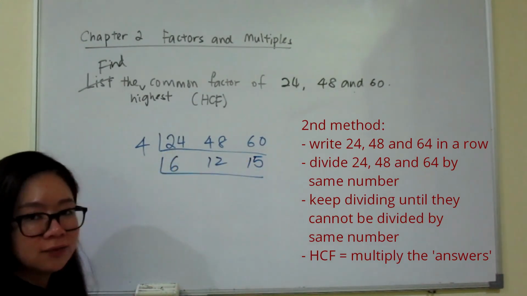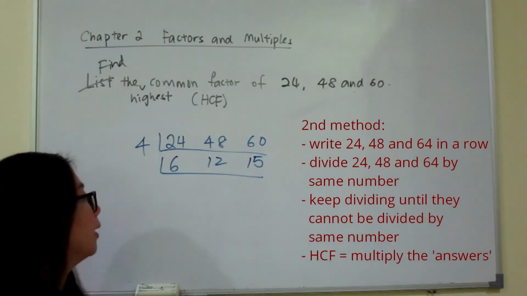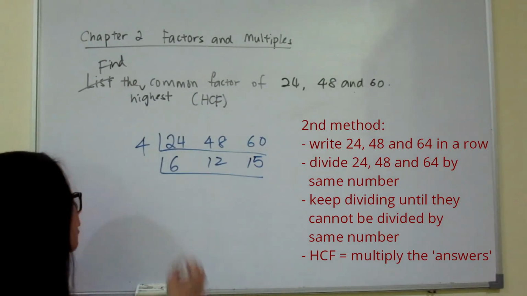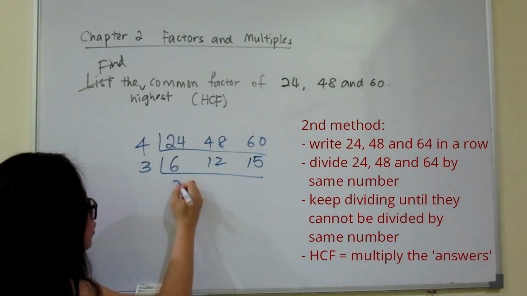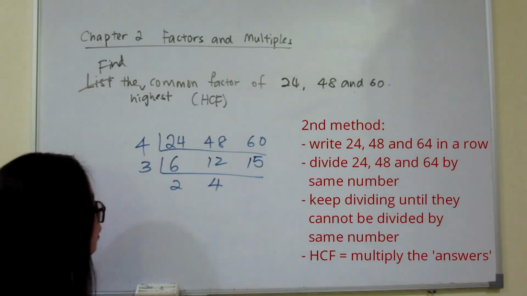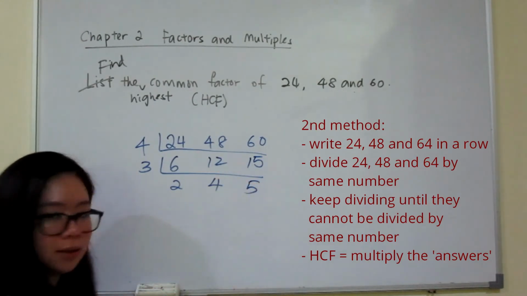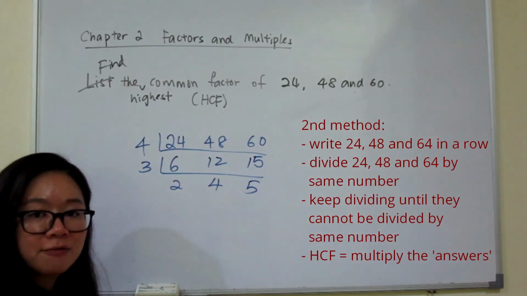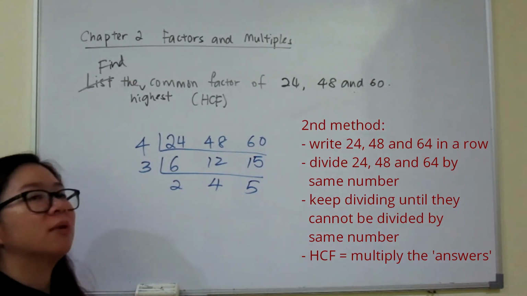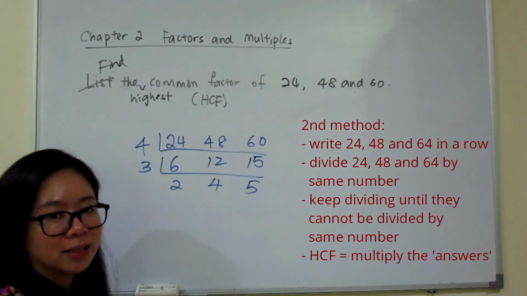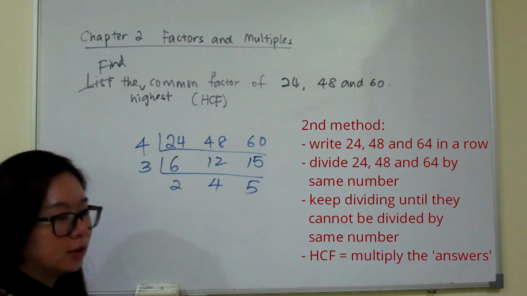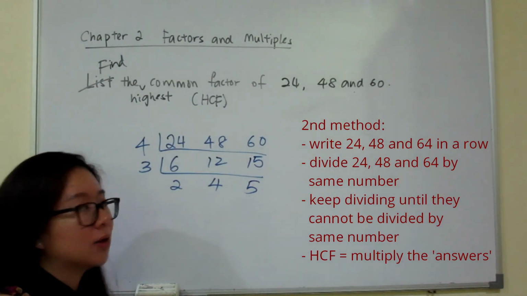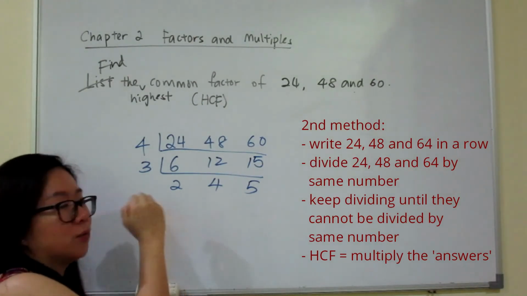Now let's divide all 3 of them until we cannot divide further. For 6, 12, and 15, we can divide all 3 of them by 3. 6 divided by 3 is 2, 12 divided by 3 is 4, 15 divided by 3 is 5. Now 2 and 4 can both be divided by 2, but not together with 5. Actually, 5 is a prime number. It cannot be divided by any other number except itself. And 2 and 4 cannot be divided by 5. So we cannot divide further. We stop here.